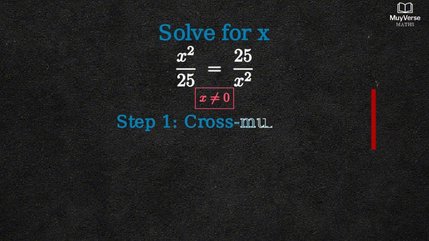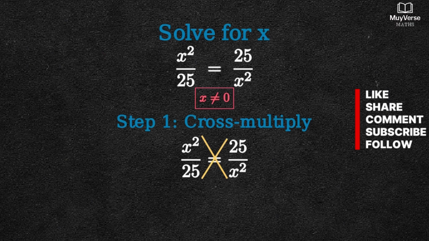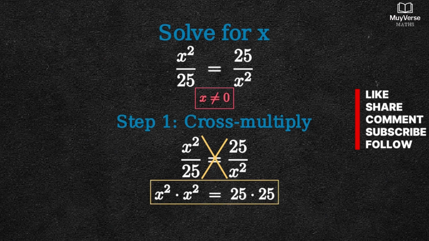Step 1. Cross multiply to clear the fraction. We multiply numerator by opposite denominator and denominator by opposite numerator. That gives x squared times x squared equals 25 times 25.